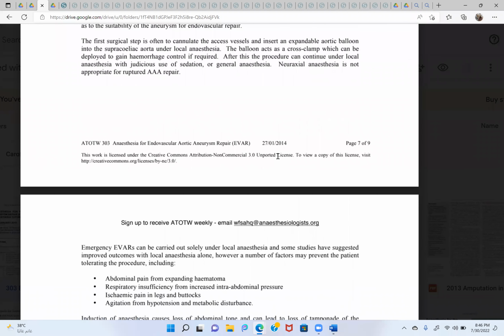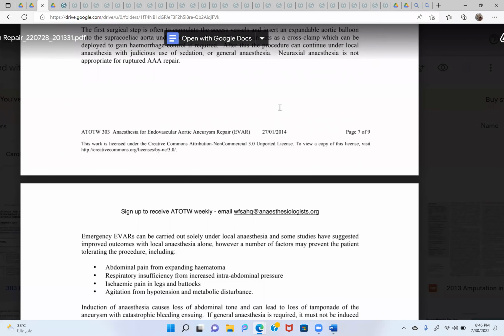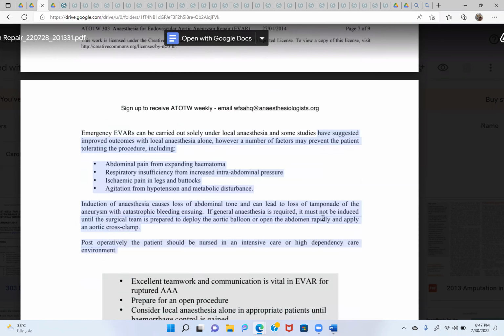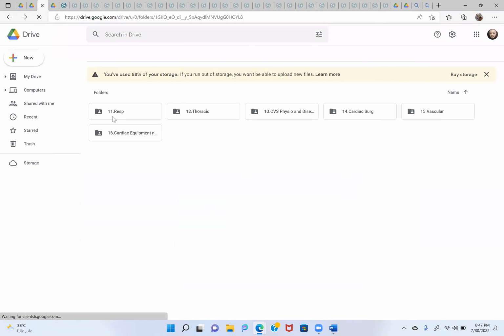I just added some aspects of the conscious sedation and everything. So we will, inshallah, tomorrow, or if I'm not able to do it tomorrow, day after tomorrow, continue with this topic. Any questions? Do listen to the previous discussion if you want to understand fully, because some of the things were missing, I just tried to cover them because we couldn't do the endovascular part. Any questions, please?